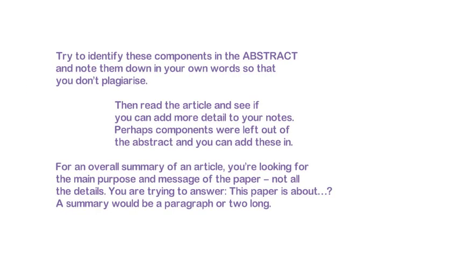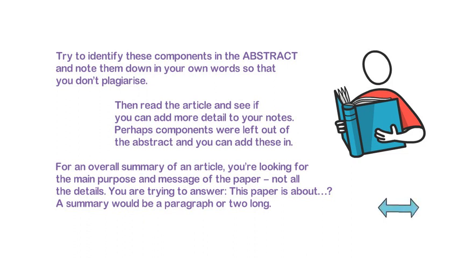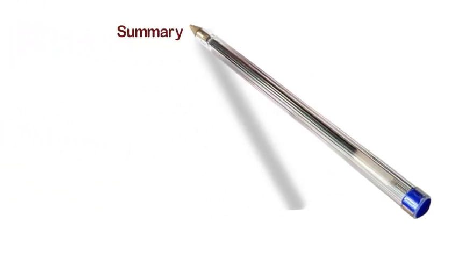So once you've identified the components from the abstract, note them down in your own words so that you don't plagiarize, and then go through the article and read it and see if you can add more detail to your notes. Perhaps there were components left out of the abstract and you can add these in. For the overall summary of the article, you're looking for the main purpose and message of the paper, not all the details. You're trying to answer, what is this paper about? And it could be a paragraph or two long.